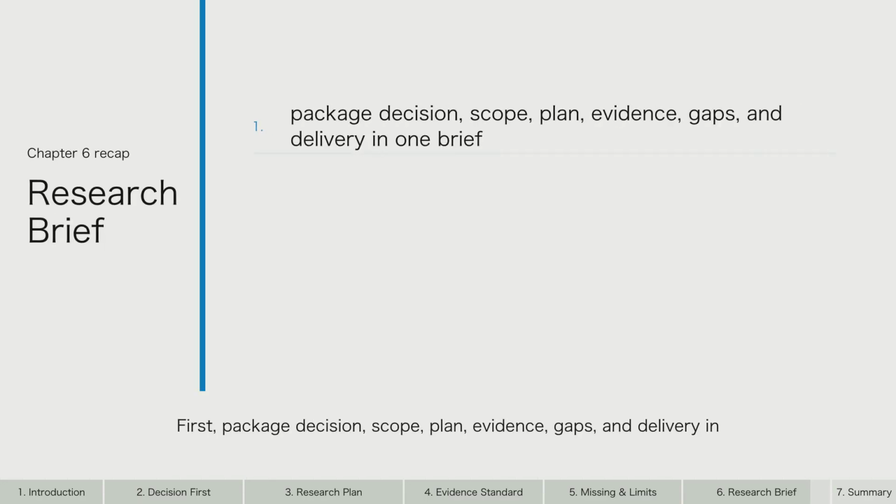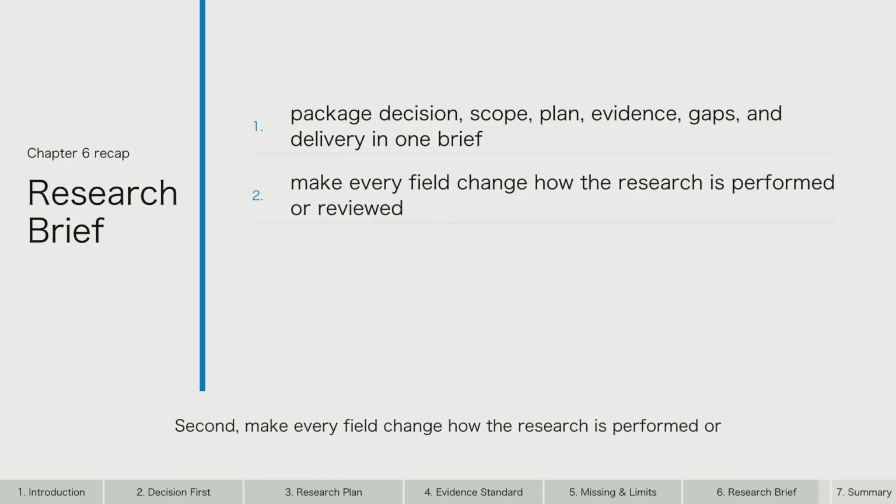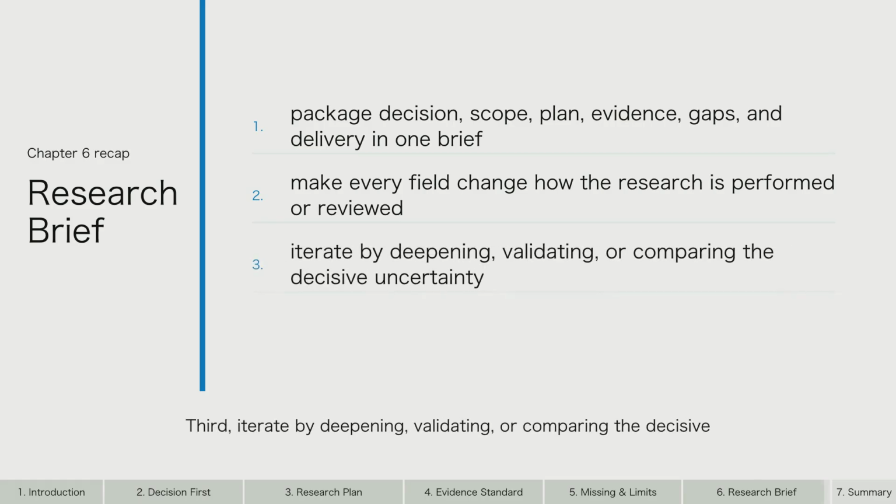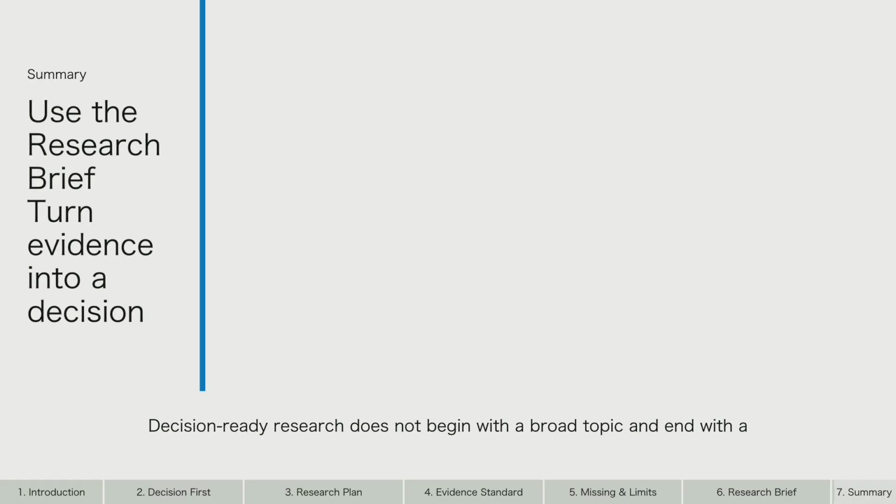First, package decision, scope, plan, evidence, gaps, and delivery in one brief. Second, make every field change how the research is performed or reviewed. Third, iterate by deepening, validating, or comparing the decisive uncertainty. Decision-ready research does not begin with a broad topic and end with a pile of links. It begins with one accountable decision and a plan for turning evidence into a usable next action.